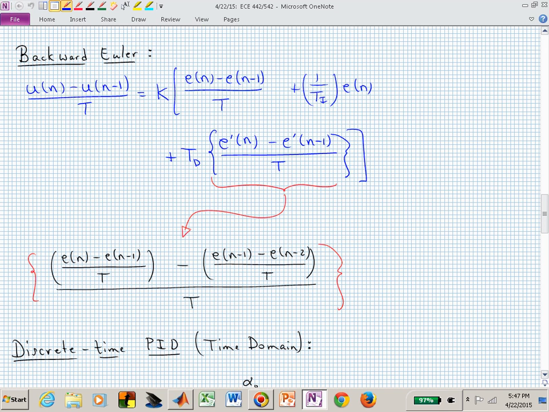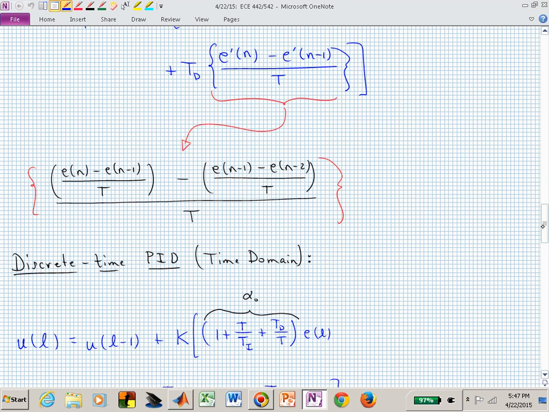Look at what terms I have now involving little e of n. I have a K term. I have a K capital T over T sub I term. And I have, way down in the red bracket, e divided by T, scaled by capital K. I hope that's what I have here. I have K times basically e plus T over T sub I plus T sub d over T. That's the error signal at the present time.